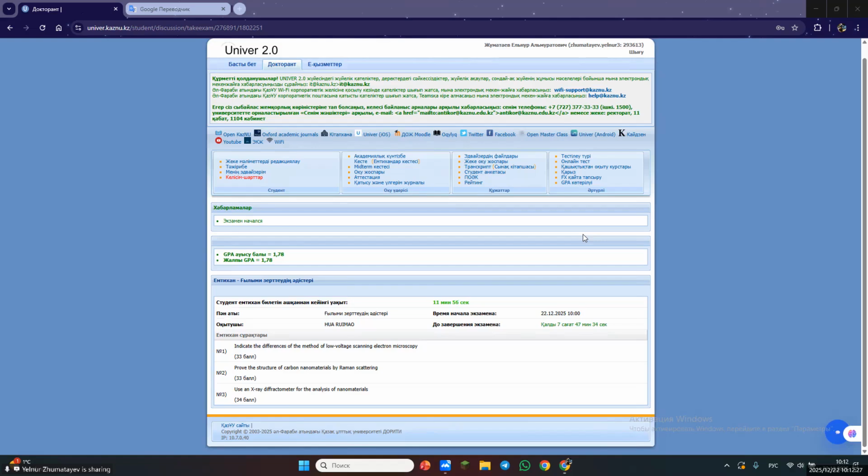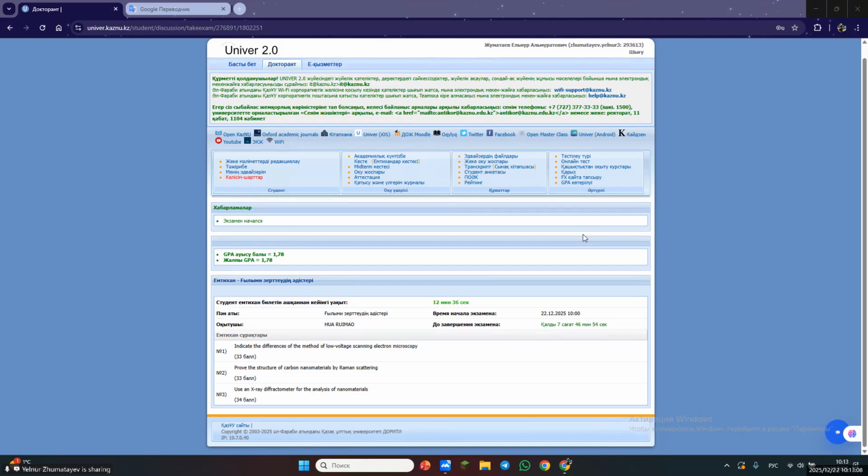D-band, structural defects and disorder. The D-band is about 1350 centimeter inverse, and is activated by defects such as vacancies, edges, and functional groups. The intensity ratio of ID to IG is commonly used to quantify the degree of disorder, and a higher ID to IG ratio indicates more defects and smaller crystallite sizes.